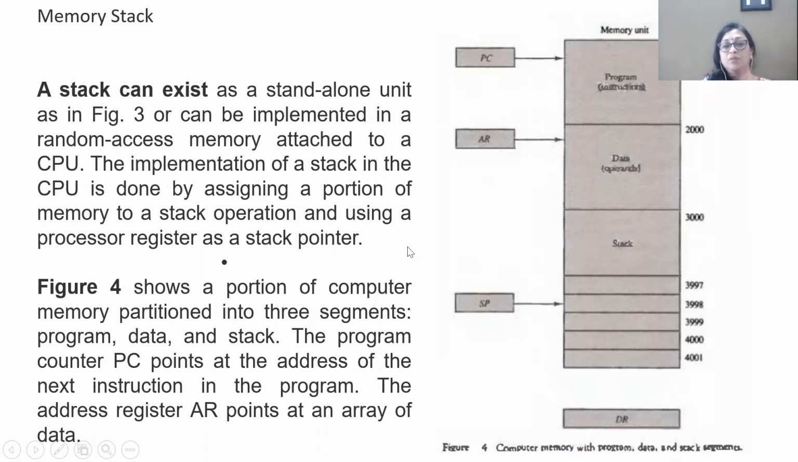In this particular figure you can see the stack, and the stack is a standalone unit, and it can be implemented in the random access memory of the CPU. So such a type of stack is called a memory stack. The stack which is implemented in the random access memory of the CPU is called a memory stack, and the stack which is implemented with the help of registers present within the CPU is called a register stack.